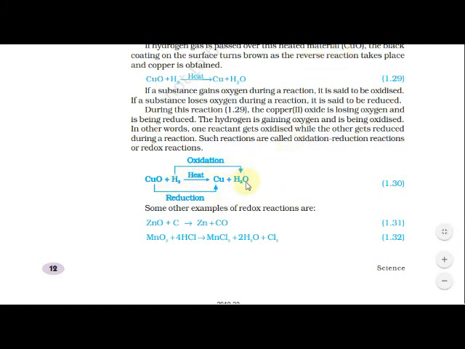O is added to H2, that is oxidation. Here O is lost, so it is known as reduction.